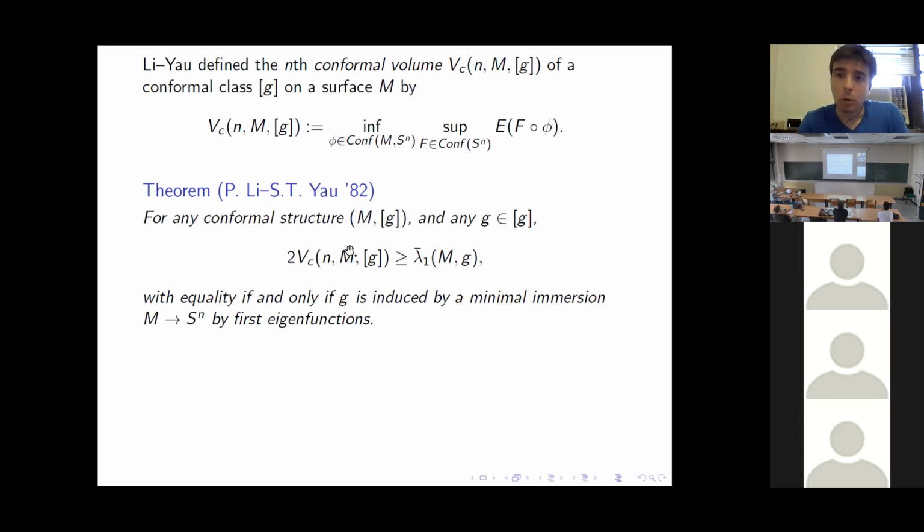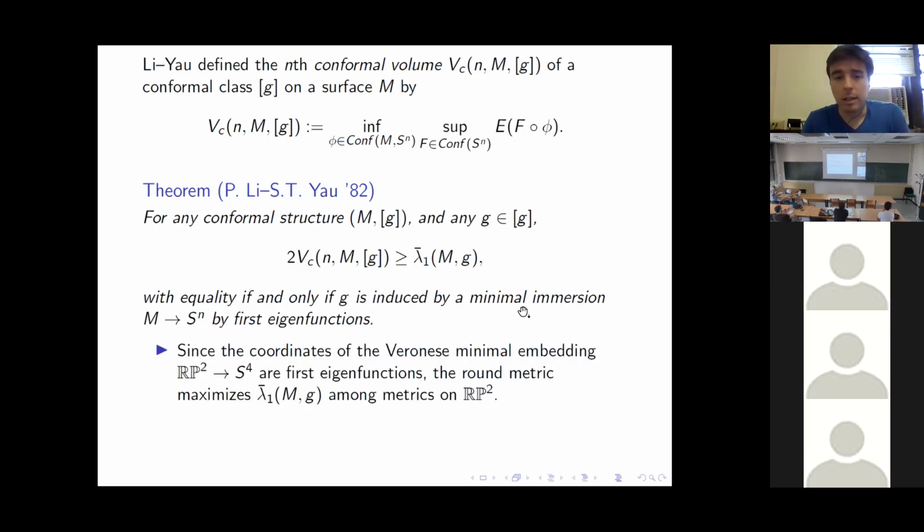And moreover, it's a little more work than it was in Hersch's inequality, but not too hard to see, that equality holds if and only if G is induced by a minimal immersion into Sn by first eigenfunctions. Okay, so this connection that there's some relationship between maximization of these eigenvalues and minimal immersions into higher dimensional spheres, that was a key observation.